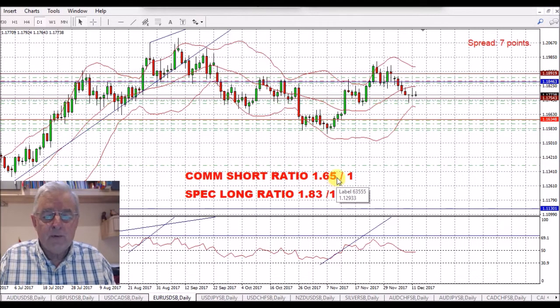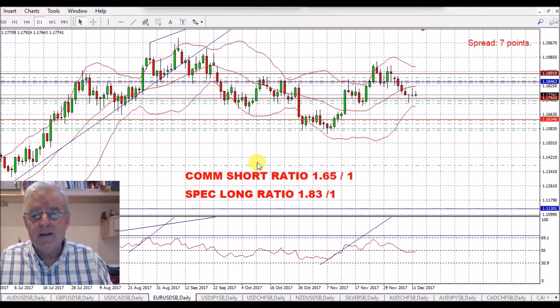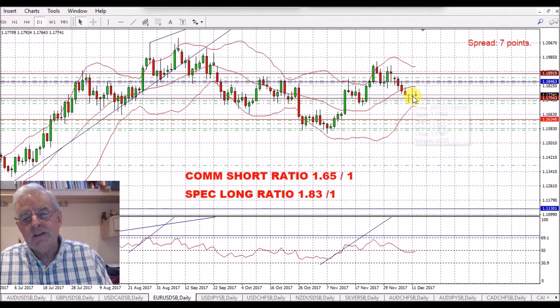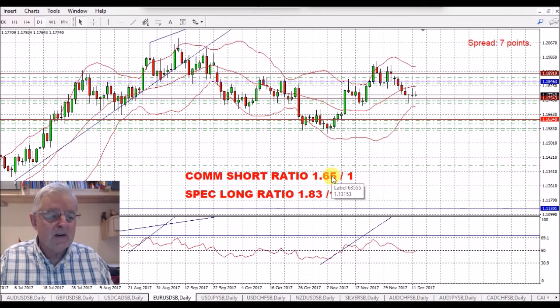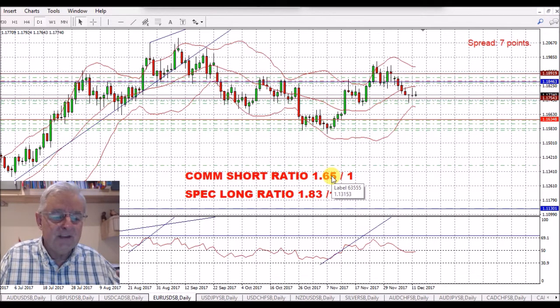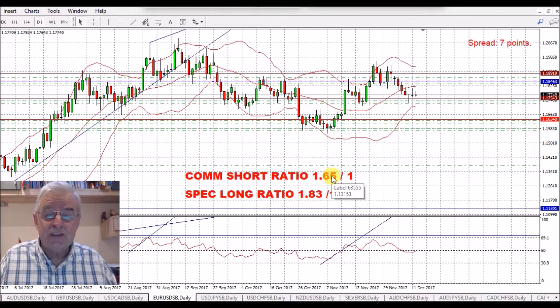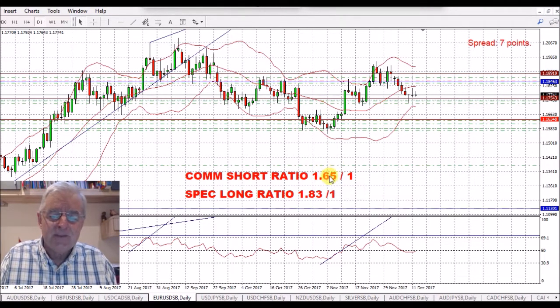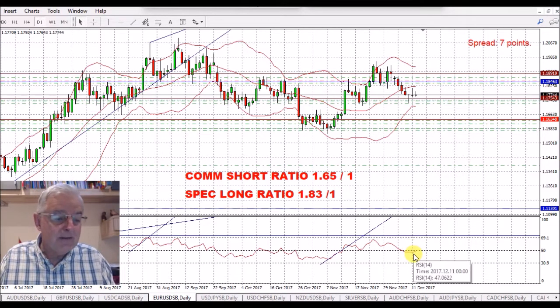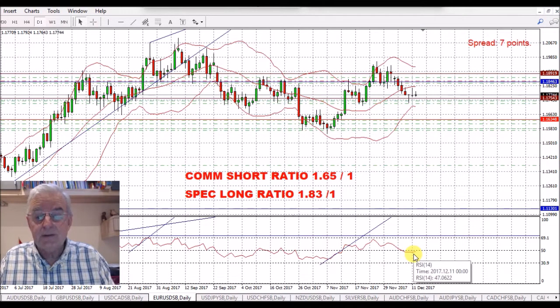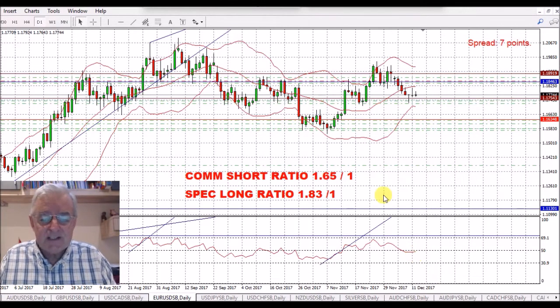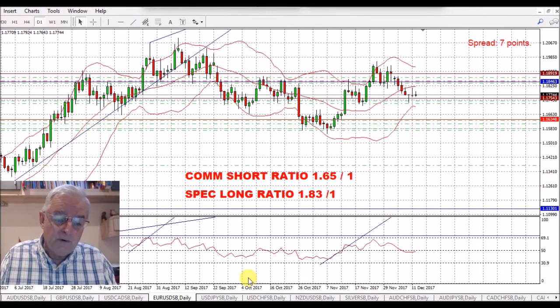Commercial short ratio of 1.65, that's on the euro dollar. Now we have seen quite a nice fall in the euro. This 1.65, although it's only a small number, is an extreme position because the commitment of traders, the commercials, have been long the euro for a long time, and for them to take a short position, it is a 5-year extreme short position. We are actually below the 50 on the RSI, which is good. We're into bearish territory, and I am expecting this to come down nicely. So we'll see how it goes.